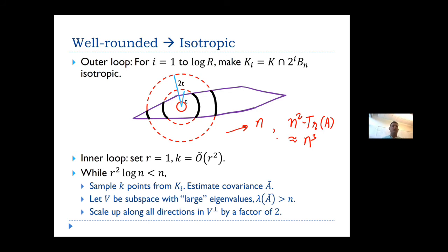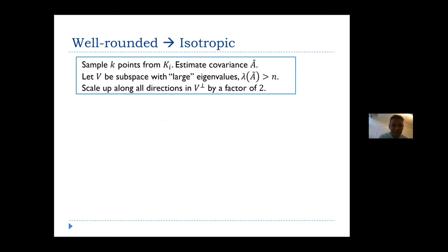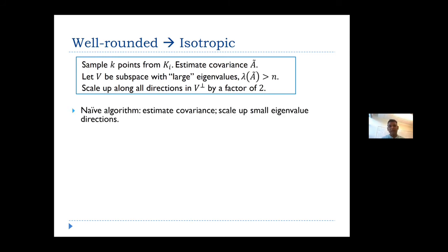But according to this estimate, we'll figure out what are the large eigenvalues and the small eigenvalues, just based on a threshold. And all the subspace of small eigenvalues will scale up, okay? And the subspace of large eigenvalues we'll leave as it is. And then we just repeat this. Okay, here's the algorithm again. We sample k points from the current body, estimate the covariance. Look at the subspace with large eigenvalues, and scale up everything orthogonal to it by a factor of 2, okay?